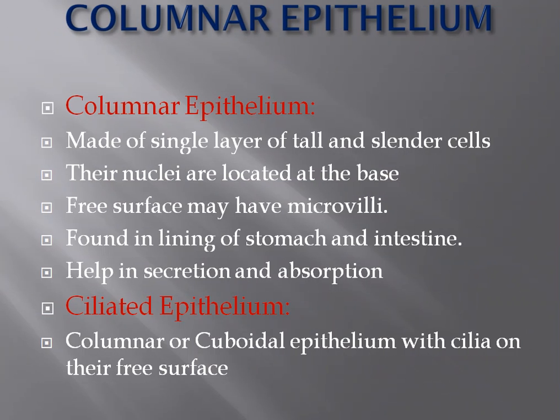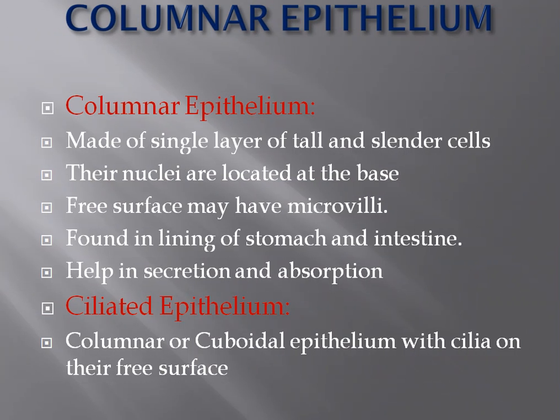Next one is columnar epithelium. It is made of a single layer of tall and slender cells. Their nuclei are located at the base. Free surface may have microvilli, found in lining of stomach and intestine. They help in secretion and absorption.